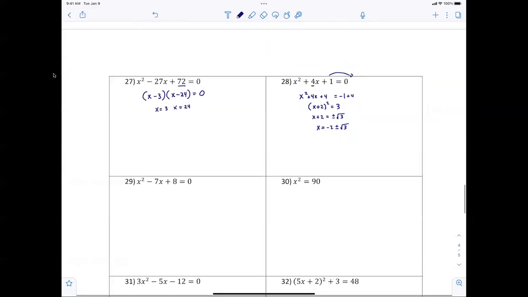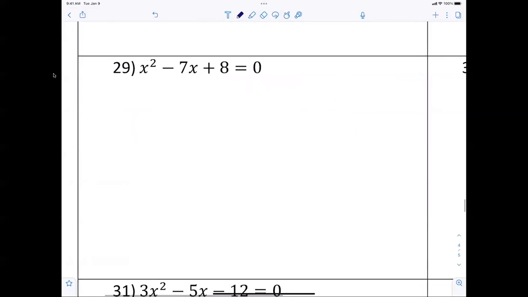Okay. 29. 29 looks like it can factor, but it cannot. Thank you. It cannot factor, because it would have to be +8 as +1 and -8, and that wouldn't multiply to get +8. Right?